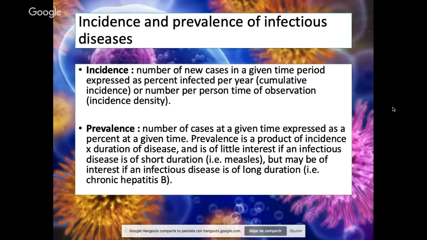Prevalence is a product of incidence and duration of disease, and it is of little interest if an infectious disease is of short duration, but may be of interest in an infectious disease of long duration.